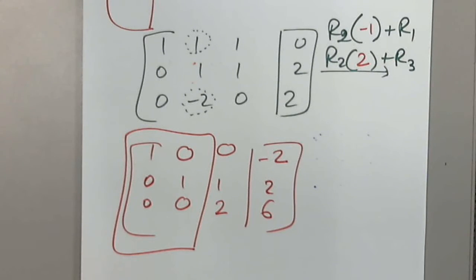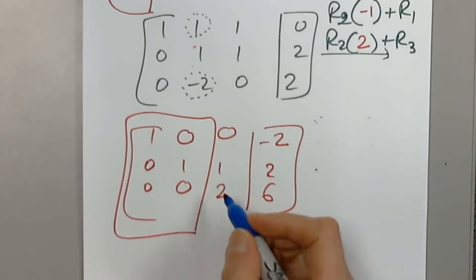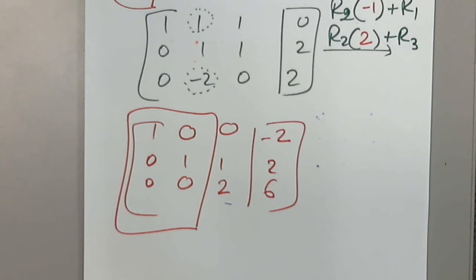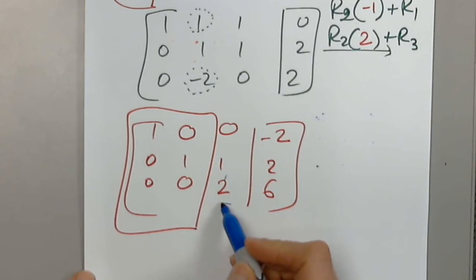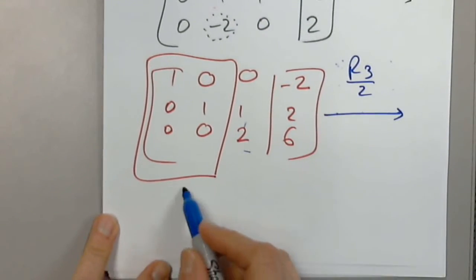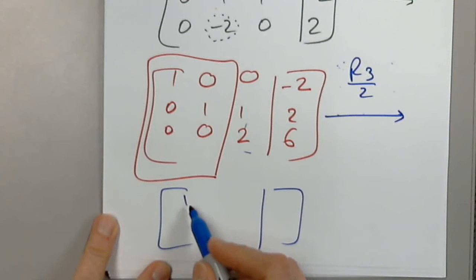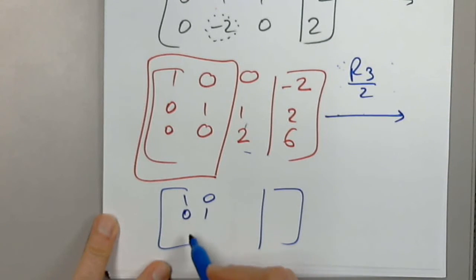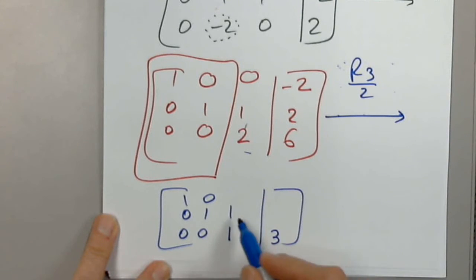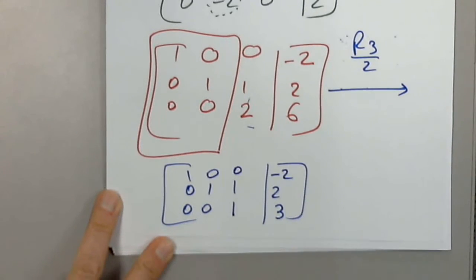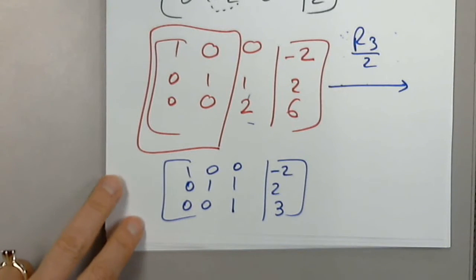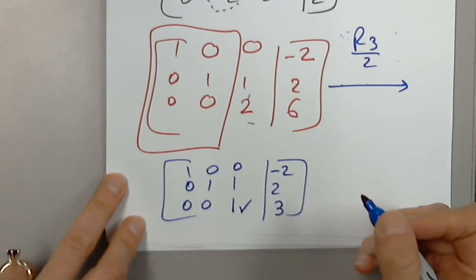Okay. Final step. I shouldn't say final. I want a 1 in here. Cannot use 2. I need a 1. Divide row 3 by 2. 1, 0, 0, 1, 0, 0, and I divide by 2 and I get 1 and 3. 1, 2, 0, negative 2. I copied the rest. So I obtained the 1.